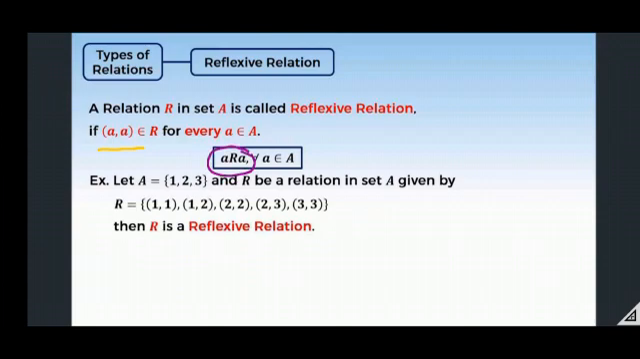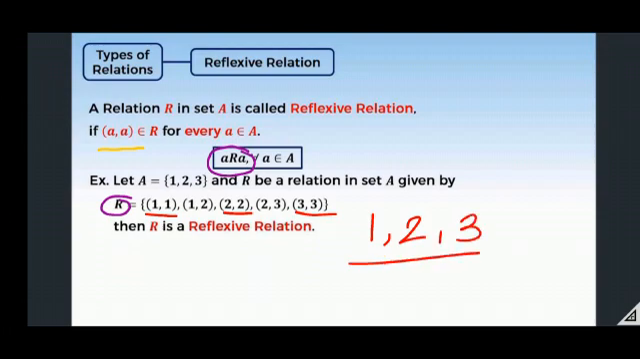Just see here. Now if I see set A, 1, 2, 3 is given to me, and if I have the set of relation that I have (1, 1) as a part of set, (2, 2) as a part of set, and (3, 3) is also a part of set. So all the three elements 1, 2 and 3 are related to itself. Then this relation is called as a reflexive relation. Second comes symmetric.